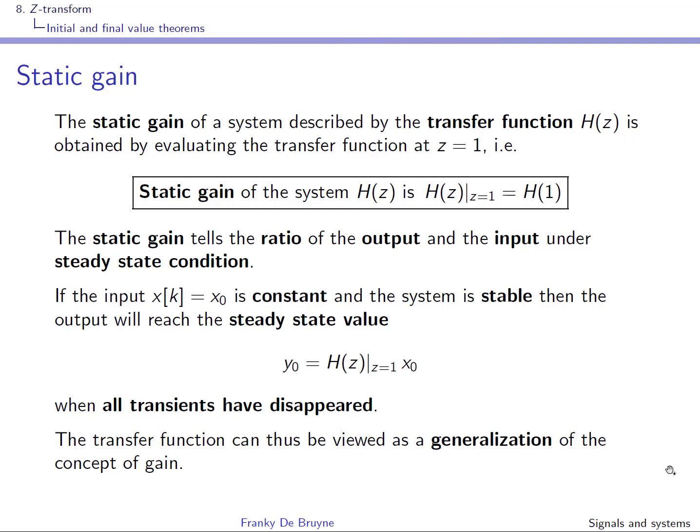Remember that in the Laplace domain the static gain was h of s evaluated at s equal to 0, and remember that z is linked to s by the exponential of T s. So if you plug in s equal to 0, we obtain indeed z equal to 1. So it makes sense that in the z domain the static gain is obtained by considering the transfer function at z equal to 1.